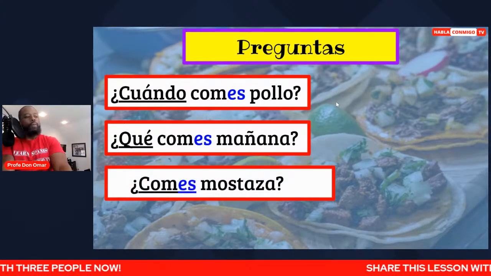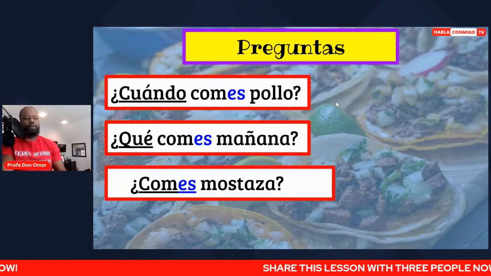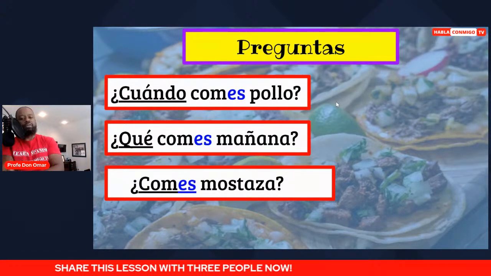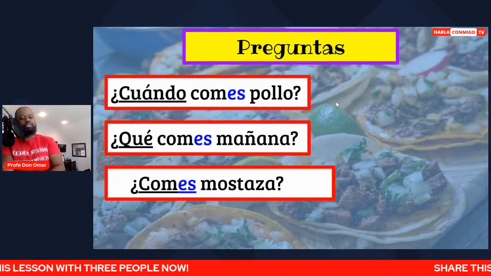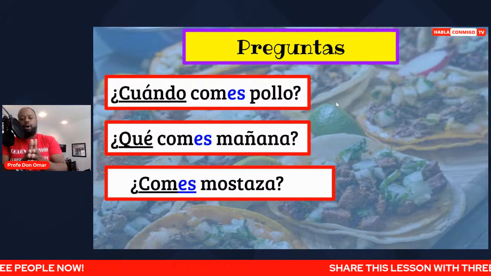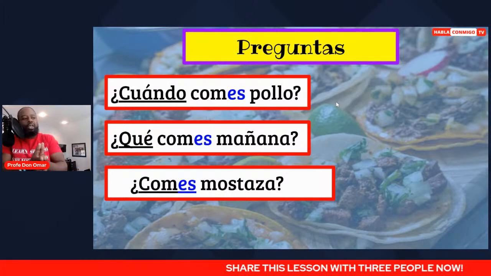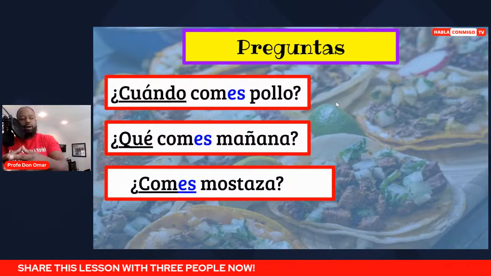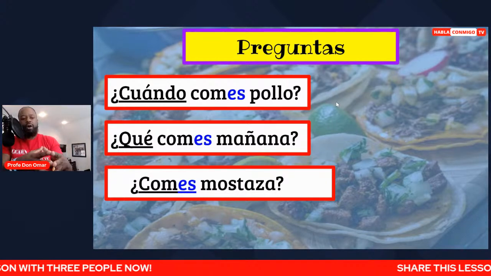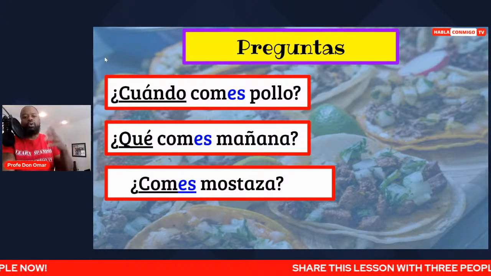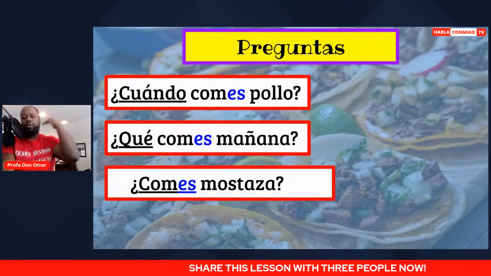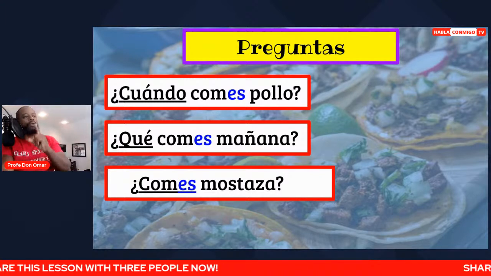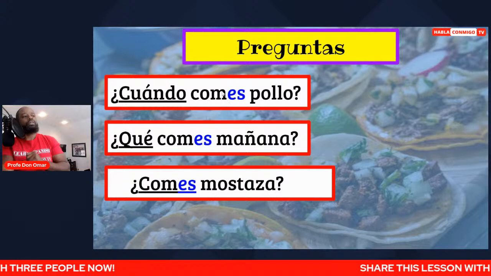All right, so comes mostaza. Notice we just used the verb here. Comes mostaza. All we have here is just the verb and a noun. You don't see your subject. What do we do if I don't see the subject in a sentence or I don't hear somebody mention yo, tú, él, ella, usted? You have to start putting to memory the endings that go with these verbs.